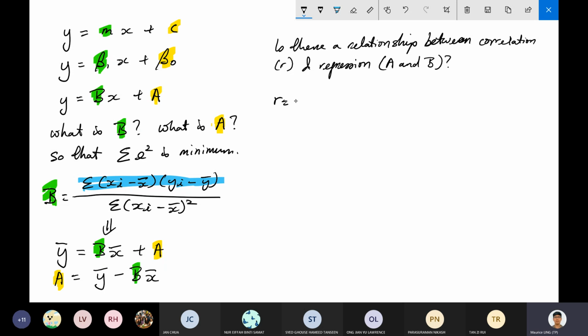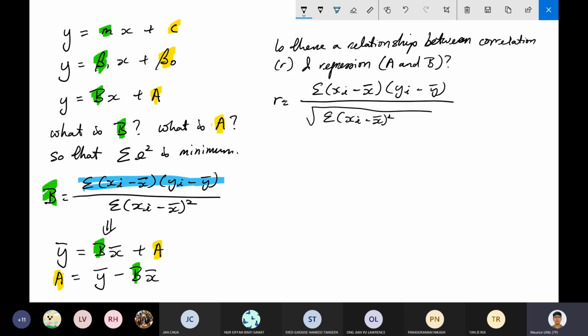Okay. Given that, rewrite the equation here. Oops, wrong. And here. Do you think there's a relationship? See this, the numerator is identical, and the denominator looks somewhat similar as well. See the denominator? Do you think there's a relationship? Yes, no? Somebody just make a guess.